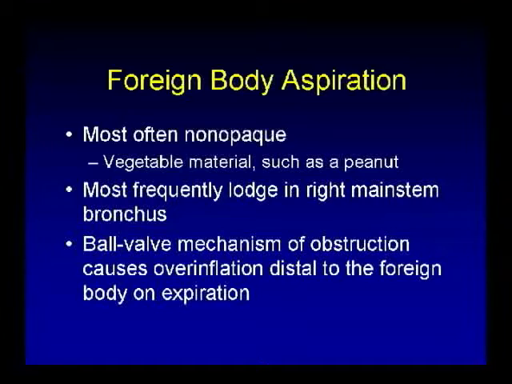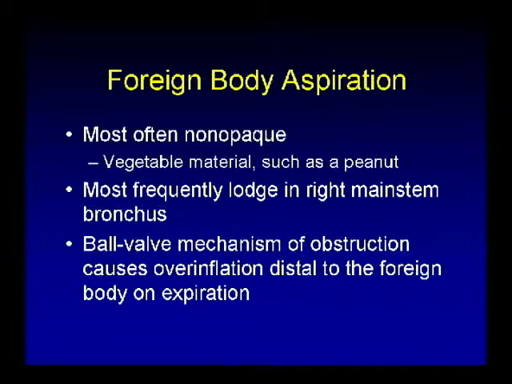Foreign body aspiration, it's usually a non-opaque foreign body, such as a piece of a carrot, a peanut, a hot dog, and they usually go into the right mainstem bronchus because that's the straightest shot. It's a ball valve mechanism of obstruction. When they breathe in the bronchus is a little bigger, air can get around it. When they breathe out and the bronchus gets smaller, the air is trapped in there.